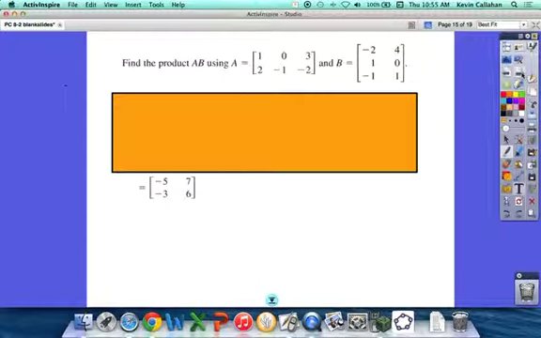Remember, you just got to keep thinking like this. This times this times this. There's first row, first column. First row, second. This times this times this. This times this times this. This times this.